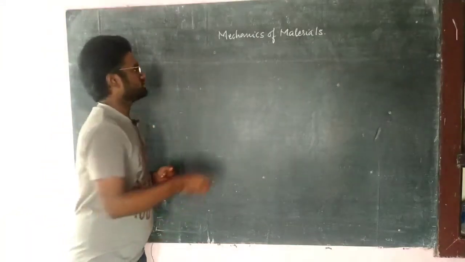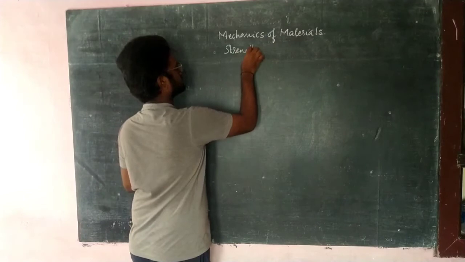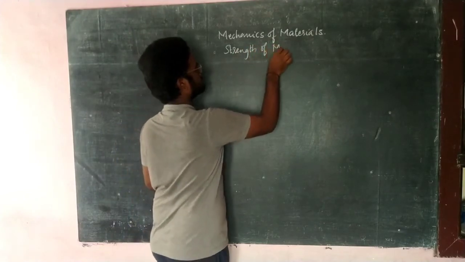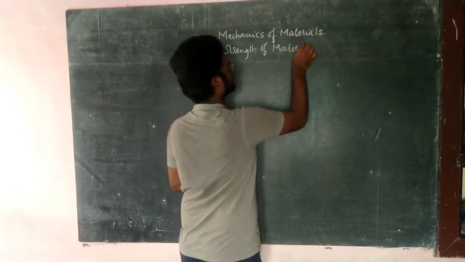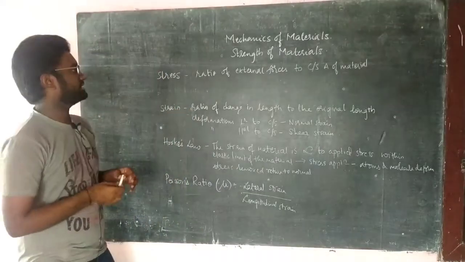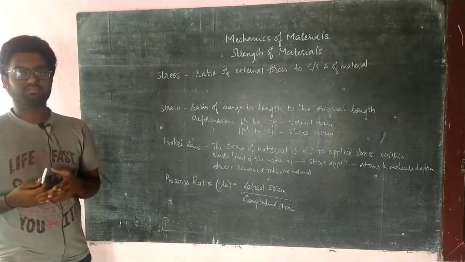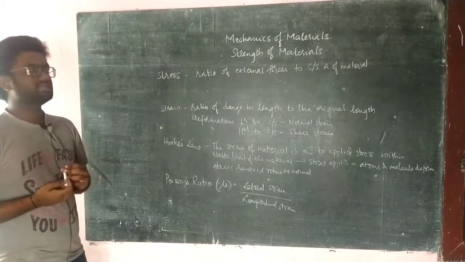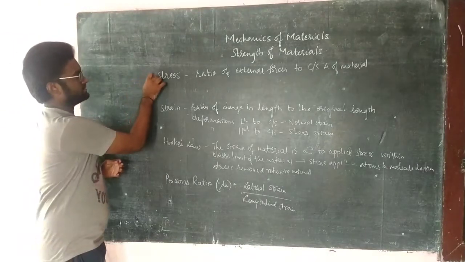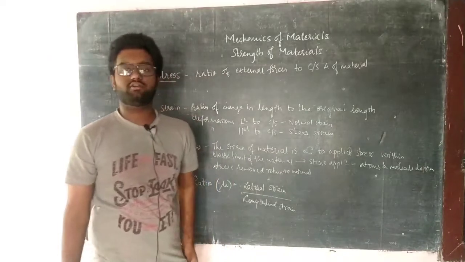Today we'll start the discussion on the subject mechanics of materials. This subject is also called strength of materials. To begin, let's start discussing stress, strain and all the basic definitions related to this subject. Initially, let's discuss stress. What is stress? It is the ratio of the external force to the cross-section area of the material.